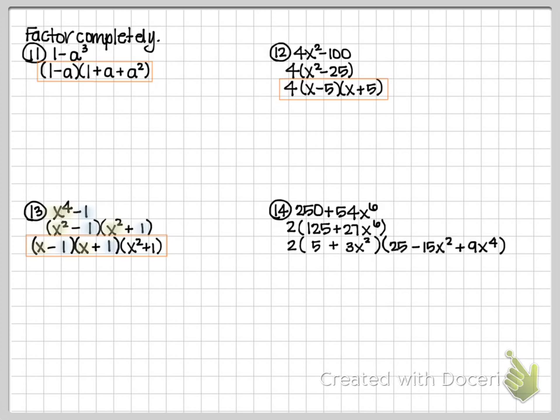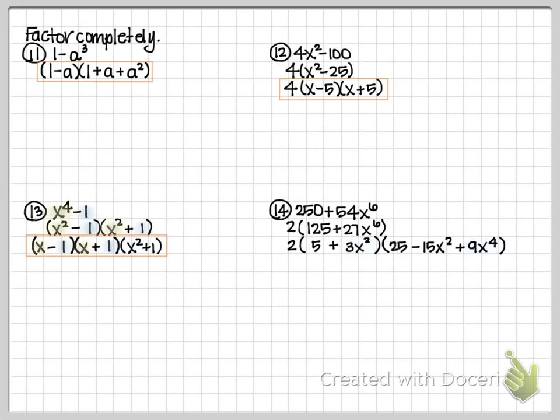Okay, so I went ahead and used the pattern here. My first term was 5. So if I square that, I get 25. My second term is going to be the multiplication of those two terms, the 5 and the 3x squared. So that's where my 15x squared came in. I'll deal with the sign in just a second. And then my last term is going to come from 3x squared, squared. So make sure that you square the 3 and you square the x squared.